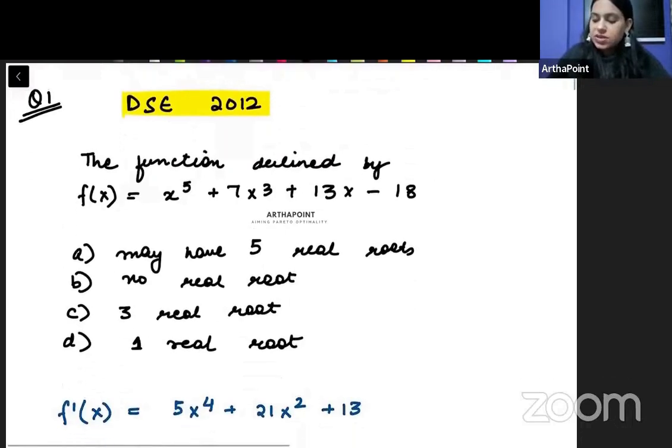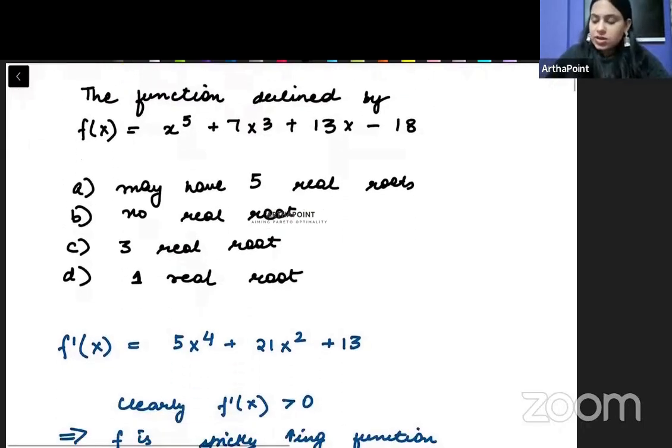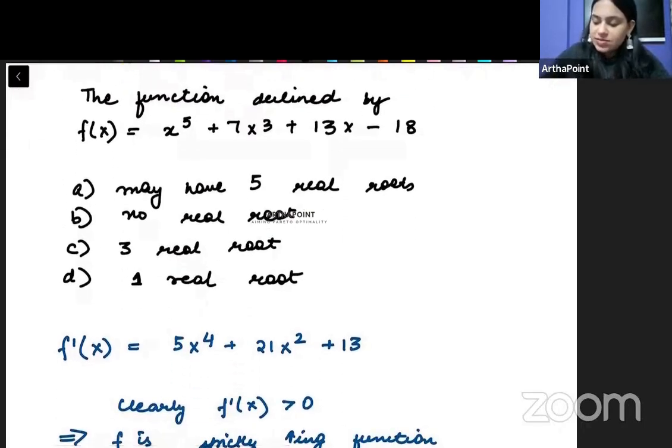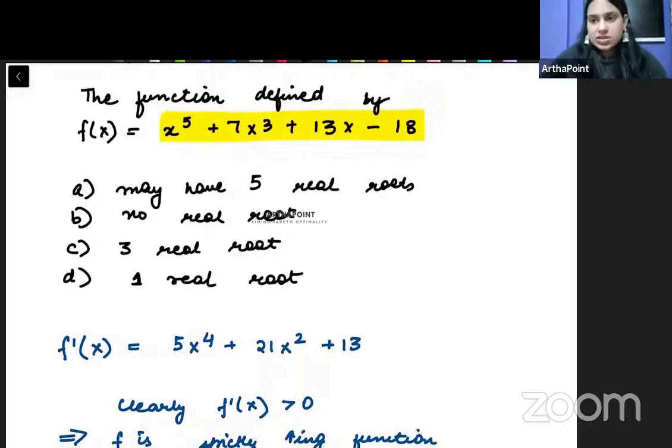Look at the first question, beta. This is from DSC 2012. Let's look at the question. It says the function is defined, I don't know why I wrote declined. The function defined by, you're given a function and it is asking how many roots does this function have. Does it have 5 real roots, no real roots, 3 real roots, or 1 real root? That's the question.